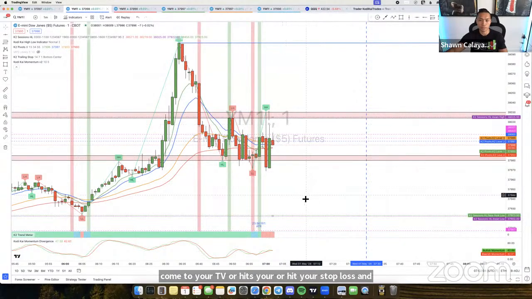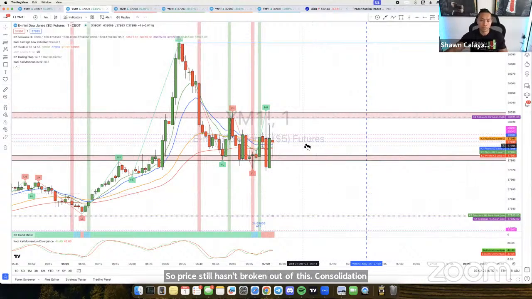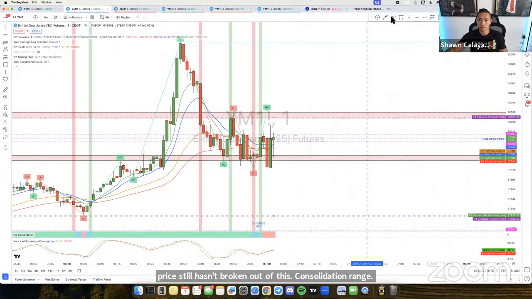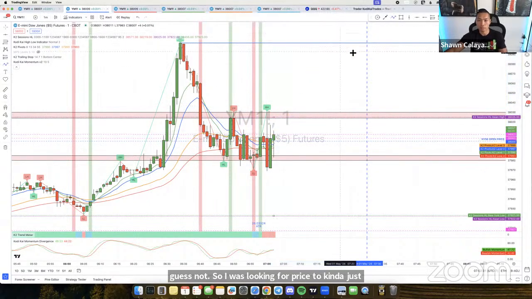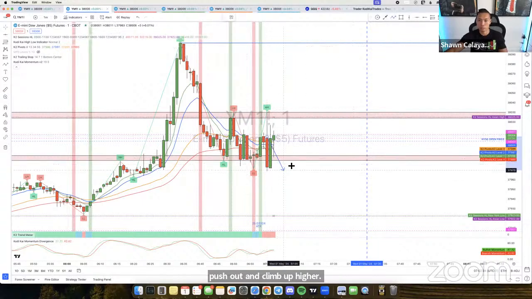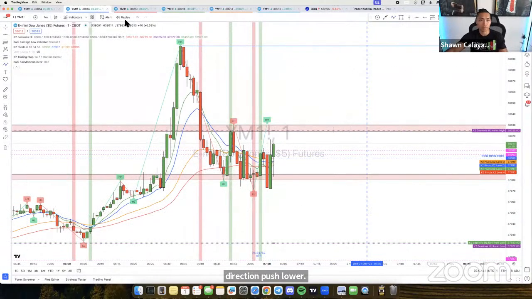I'm sure it's happened to a lot of you guys where you enter a trade, it barely taps your stop loss and then goes straight to your TP. And if you would have just waited a little longer, you could have avoided getting caught in something like that. So price still hasn't broken out of this consolidation range. I was hoping the news was going to push it out of it, but I guess not. I was looking for price to push out and then climb up higher, retest this higher high, or in the opposite direction, push lower, and then test one of these price points down here.